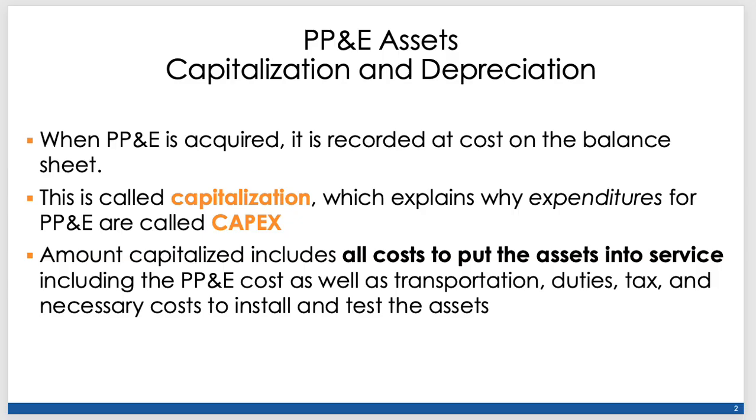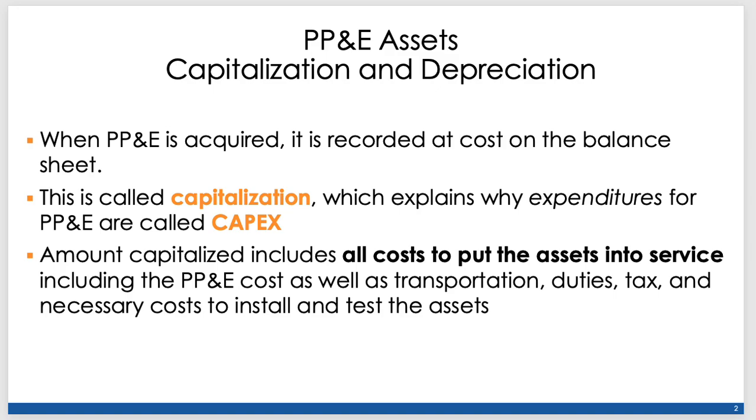PP&E assets, of course, are for firms that own property and equipment. It's typically the largest asset you're going to be dealing with. And typically it is recorded on the balance sheet at cost for acquisition as well as transportation to site, installation, and testing. All of those costs involved in putting the asset into service are then capitalized or placed on the balance sheet rather than expensed out as expenses on the income statement.